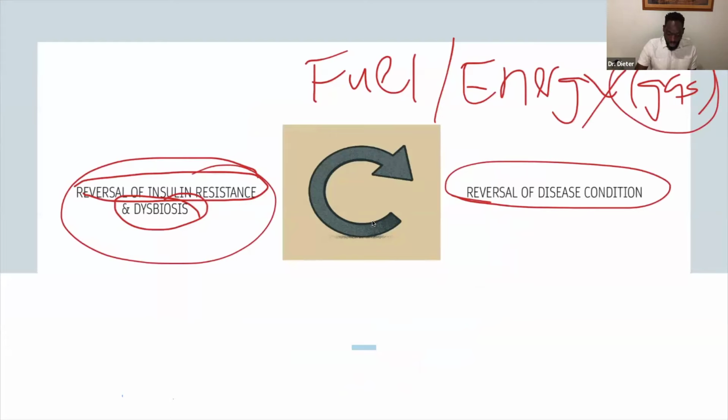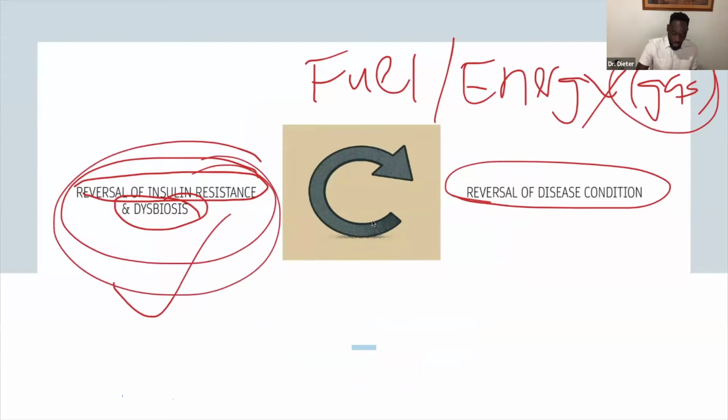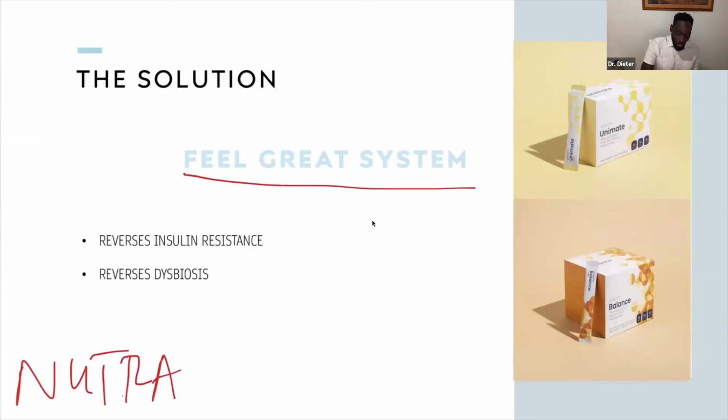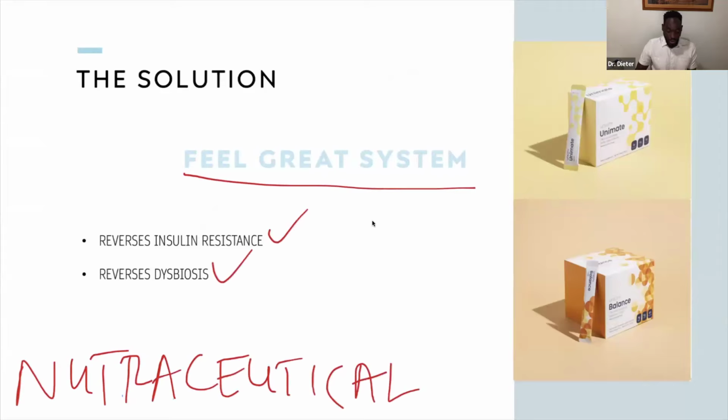Now, I want to present to you a solution that does just this, helps to reverse the energy shortage, reverse the core of the problem. It's a solution that I've been using very successfully now as a physician with many of my patients. It's called the Feel Great System, and it is a nutraceutical product which helps to address the two core things that cause the modern day diseases. And this uses the science of intermittent fasting and fiber supplementation to reverse insulin resistance and dysbiosis.